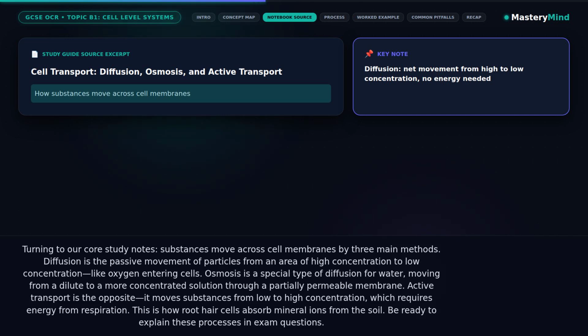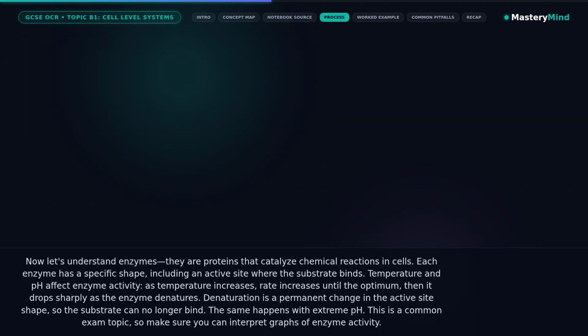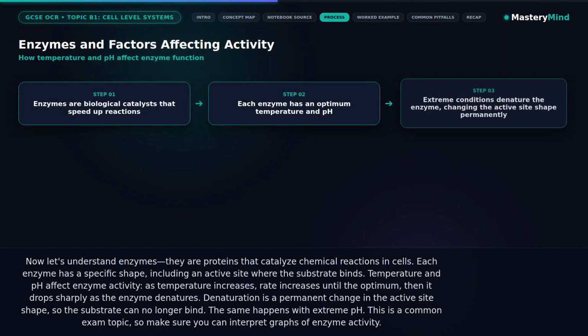Now let's understand enzymes. They are proteins that catalyze chemical reactions in cells. Each enzyme has a specific shape, including an active site where the substrate binds. Temperature and pH affect enzyme activity. As temperature increases, rate increases until the optimum, then it drops sharply as the enzyme denatures. Denaturation is a permanent change in the active site shape, so the substrate can no longer bind. The same happens with extreme pH. This is a common exam topic, so make sure you can interpret graphs of enzyme activity.